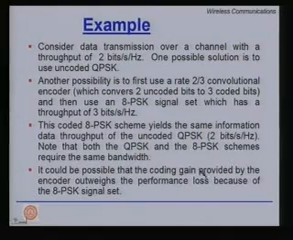So, the 8 PSK scheme yields the same information data throughput as the uncoded QPSK, but note that both QPSK and 8 PSK schemes require approximately the same bandwidth. It could be possible that the coding gain provided by the encoder outweighs the performance loss because of the 8 PSK sequence, and that is exactly what is done. It is doable, and trellis coded modulation can really outperform without asking for extra bandwidth.